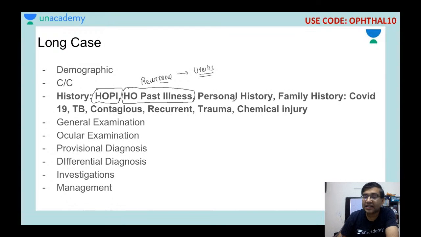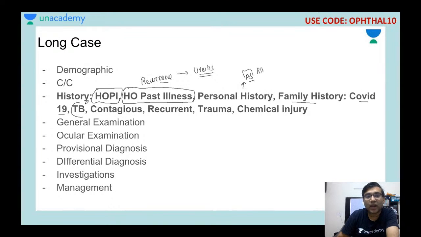Then personal history, why is it important? Let's say the patient is having a history of ankylosing spondylitis, or a history of rheumatoid arthritis, because in these patients it is very necessary to rule out uveitis or scleritis. Then family history. If there is a family history of COVID, then you think that this patient may also be having a COVID infection, and this patient has to be treated in isolation.